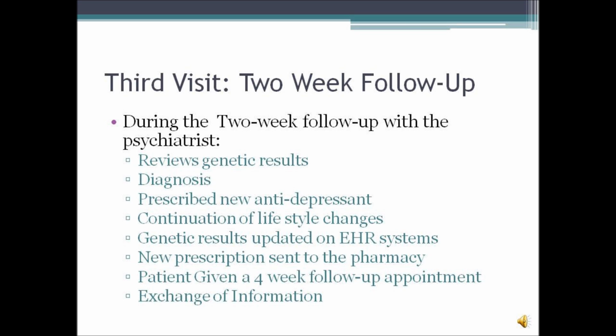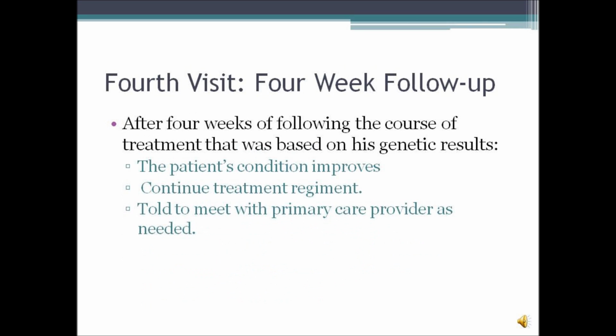The psychiatrist then advises the patient to make a 4-week follow-up appointment. During this time, an exchange of information between the psychiatrist, the patient's primary care provider, and the pharmacy occurs. After 4 weeks of following the treatment based on his genetic results, the patient's condition improves. It appears that the lifestyle changes, new antidepressants, and therapy sessions contributed to the results.